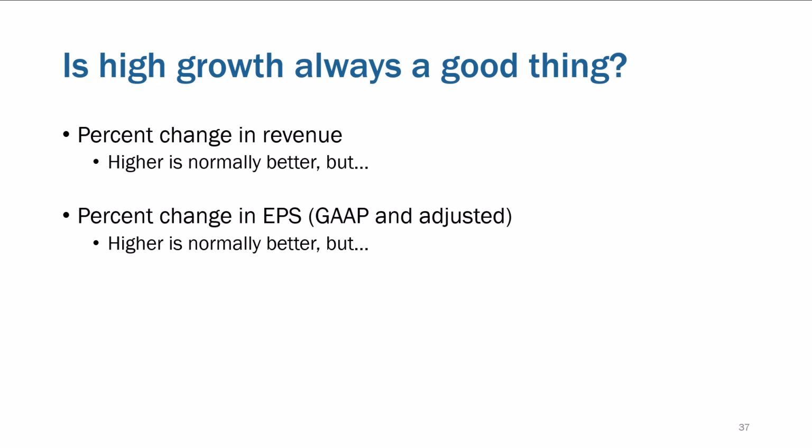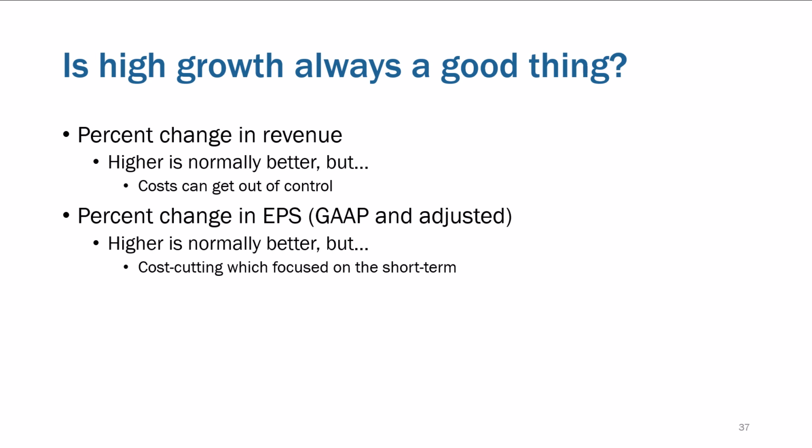Well, is high growth always a good thing? Percent change in revenue, I like to say that higher is normally better, but costs can get out of control. So if you're growing revenue so quick but you have a lot of losses, that can be a problem, to be selling at a loss. And percent change in earnings per share, whether that's GAAP or adjusted as we saw with 3M, that's generally thought of as a good thing to have higher percent change, unless you've maybe had cost cutting just in order to meet good earnings per share for the investors in the most recent year, but then you might be concerned what is going to happen to that company in the long run.